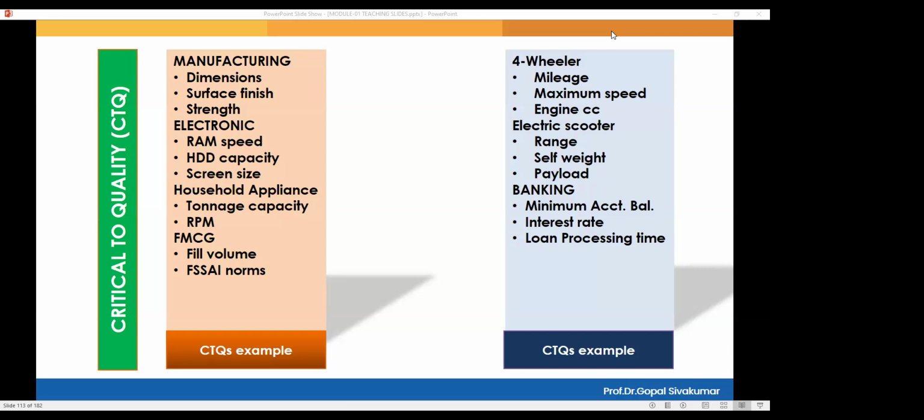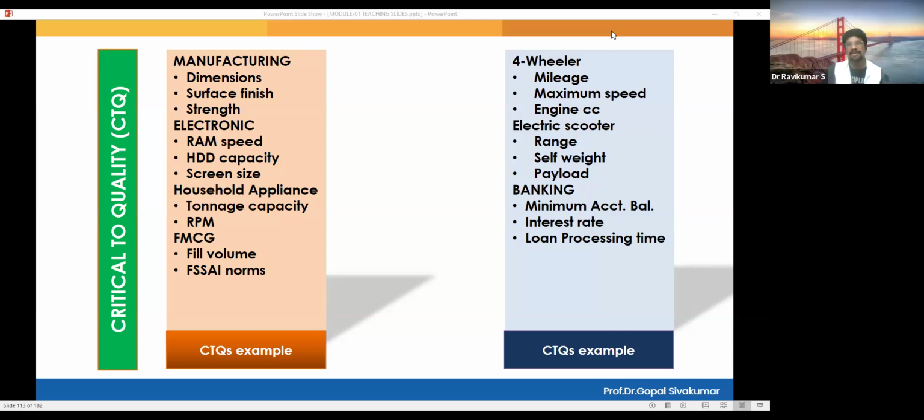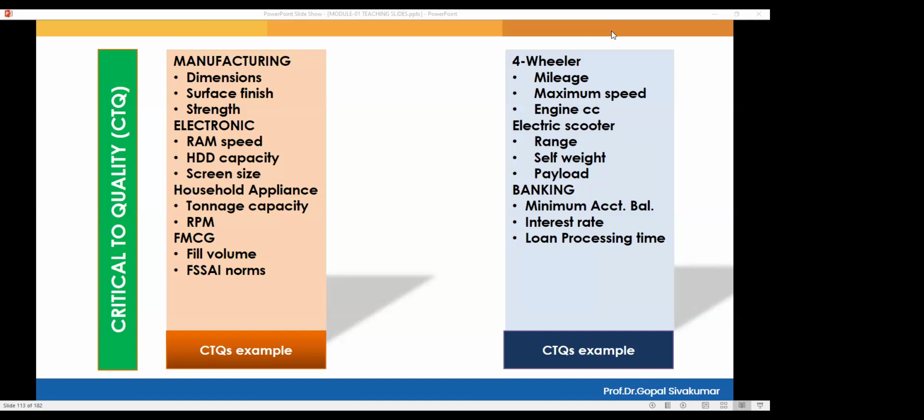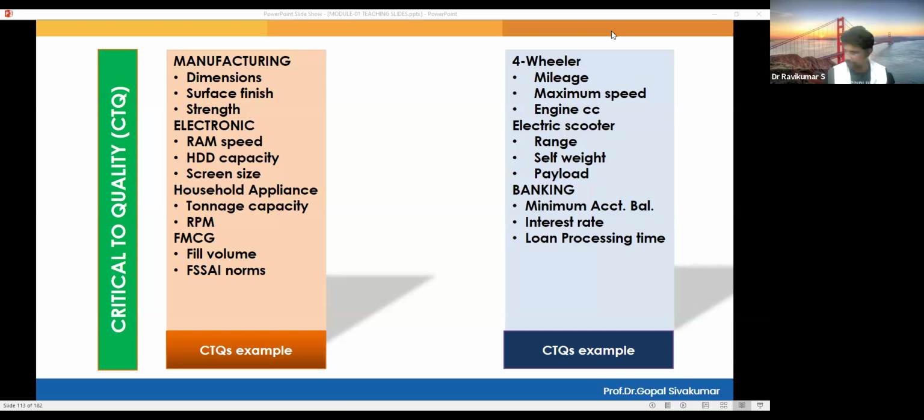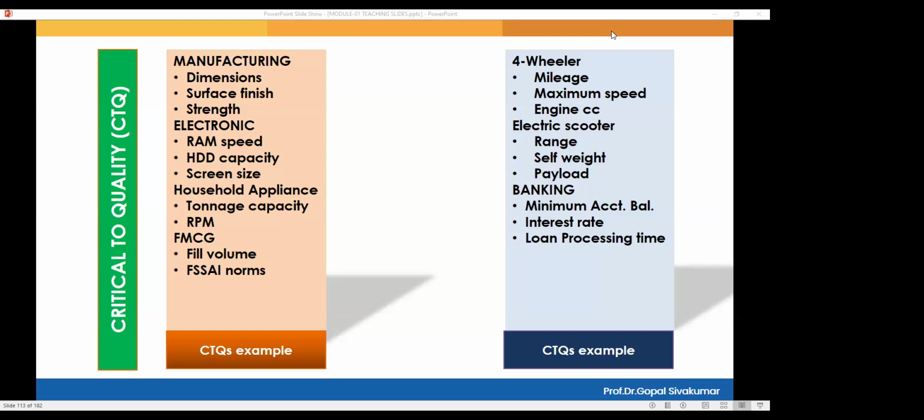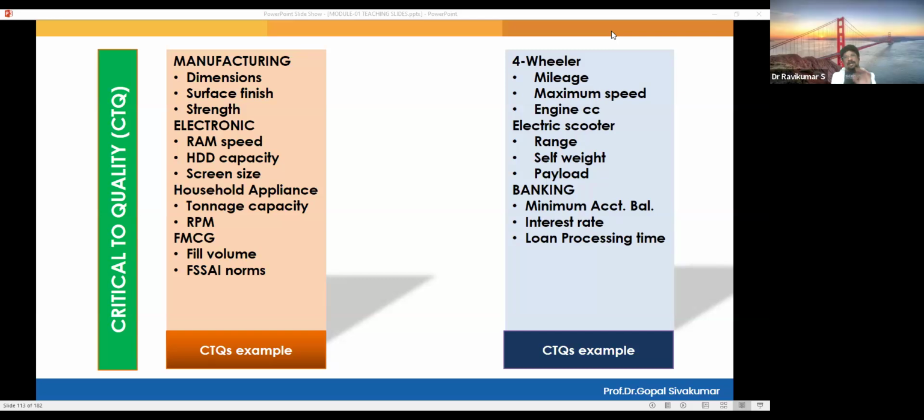What is the warranty coverage the manufacturer is giving? You can add battery charging time, then battery capacity. And apart from riding, any other features, for example, what storage is there, features like a wireless charging system. Then in the banking sector, what is the minimum account balance, interest rate, loan processing lead time, those kinds of aspects. So all these things can be mentioned in metrics.